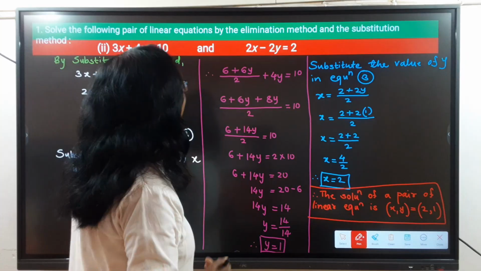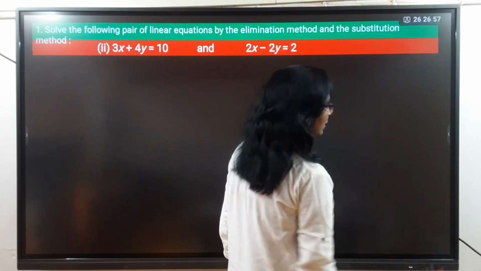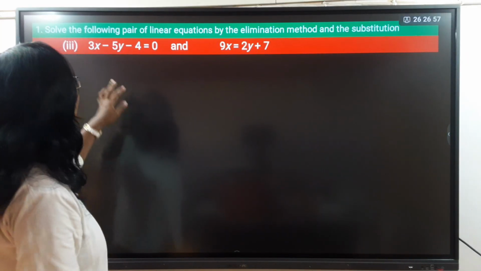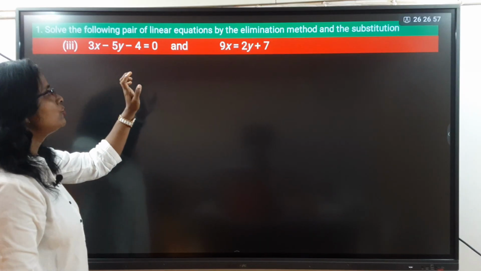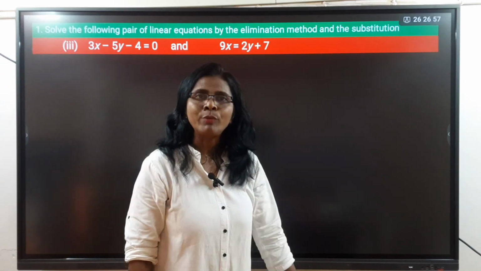Okay. So now here the next example students. See the next example: 3x minus 5y minus 4 is equal to 0 and 9x is equal to 2y plus 7.